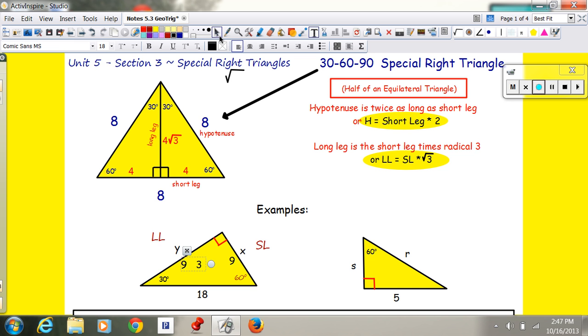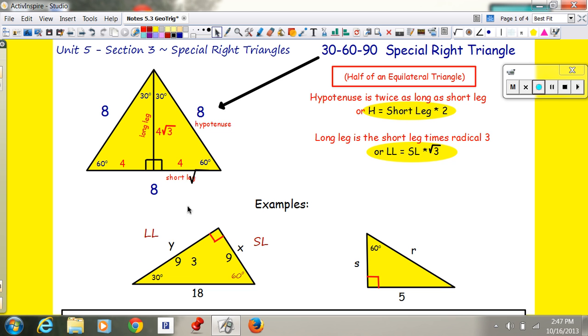Okay, so 9 radical 3 would be my longer leg. So you've got x is 9 and y would be 9 radical 3. Now you could solve that as a decimal too. You could find out what radical 3 is, which is about 1.7, and then times it by 9, and you get your answer for the long leg as a decimal too. A lot of times you'll see it left as a radical though.